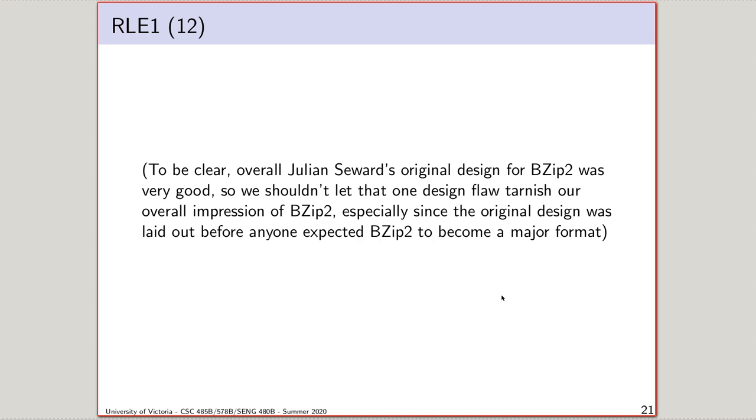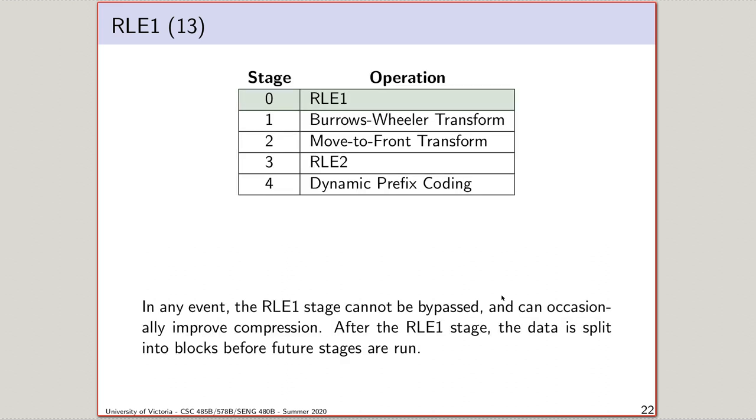And just a disclaimer there, I'm not giving Seward too much of a hard time. I've written plenty of code myself that I regret parts of now. BZip2 was a massive success, so clearly it did something right. There are refinements we could make, and it's still worth considering. BZip2 gets great compression, despite being a bit sloppy in some places, although RLE1 isn't one of those places. It doesn't really create that many problems for compression. It just may not be necessary in general. So in any case, we do RLE1.